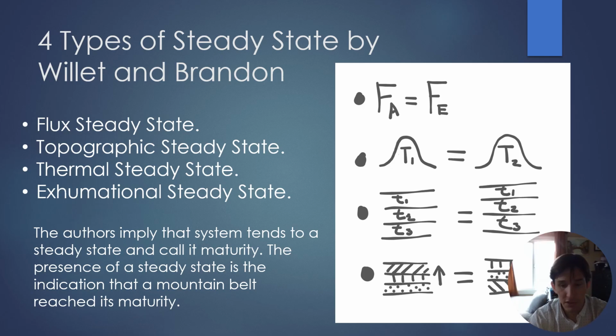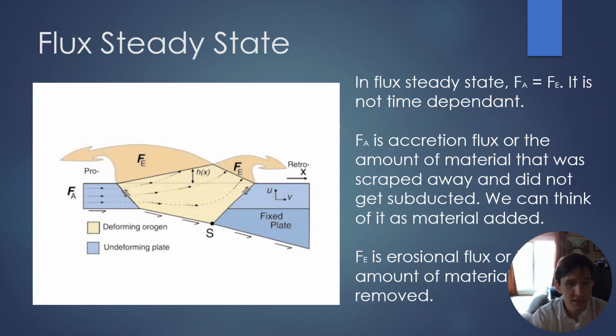Now let's move on to the next slide so we can discuss each one of them in more detail. This is a basic diagram of what flux steady state would be. We have FA, our flux in, as one plate collides with another and buckles and begins to uplift. So this is our FA.